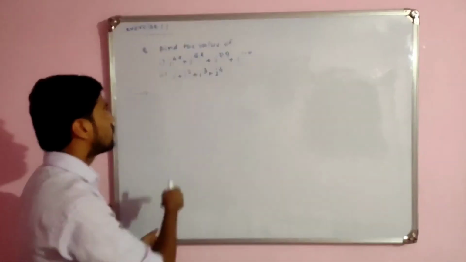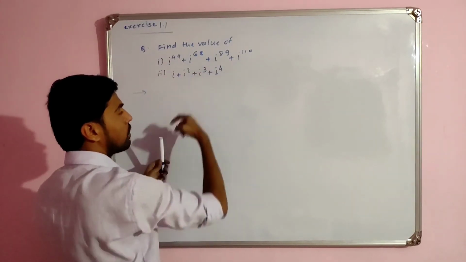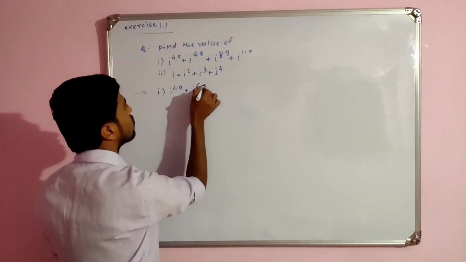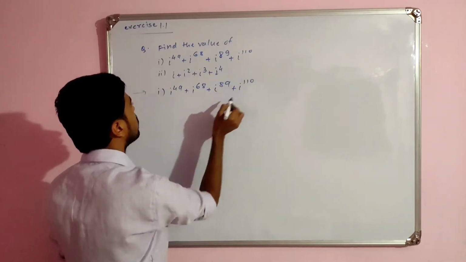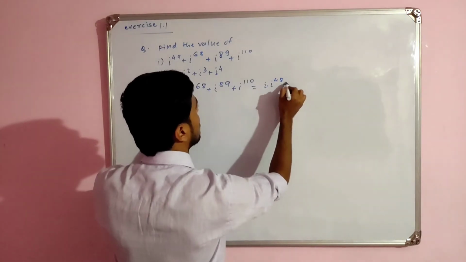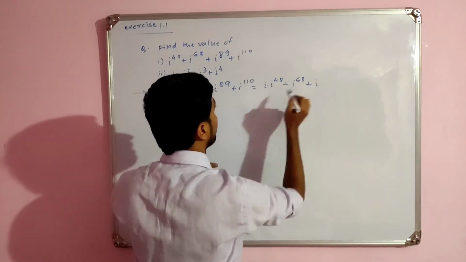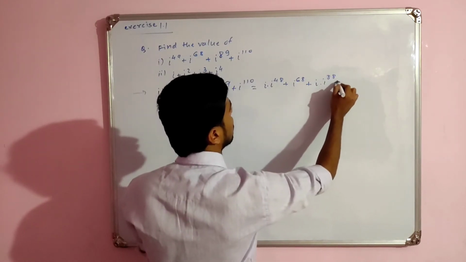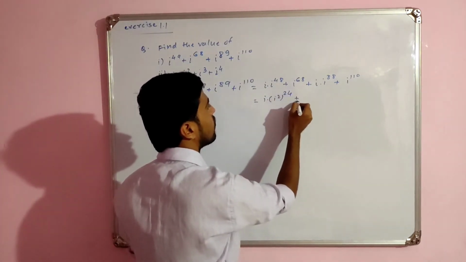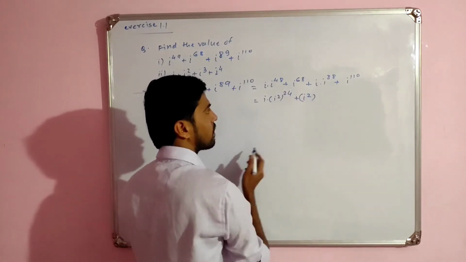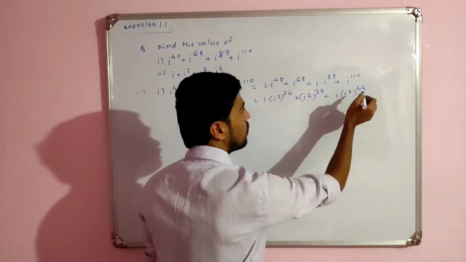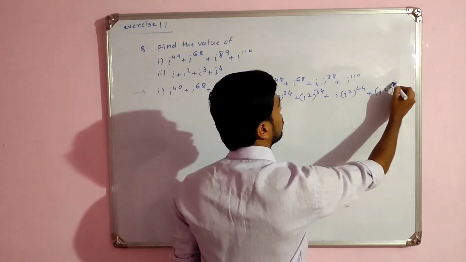Next question: find the value of i^49 + i^68 + i^89 + i^110. First, i^49 I write as i into i^48, i^68 is even anyway, i^89 I write as i into i^88, plus i^110. So i^48 is (i²)^24, i^68 is (i²)^34, plus i into (i²)^44, and i^110 is (i²)^55.